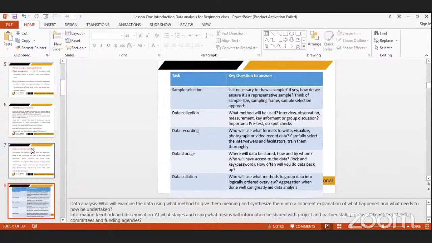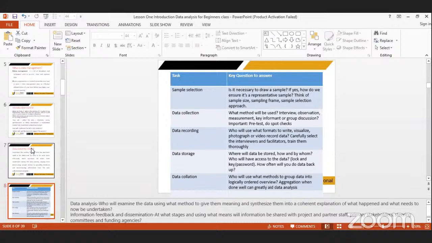Sometimes you may be involved in instances when you are not so much concerned about the sample size. If yes, how do I ensure that my sample is representative? Think of sample size, sample frame, and sample selection approach that you will adopt so that you collect what you call a representative sample from your survey.